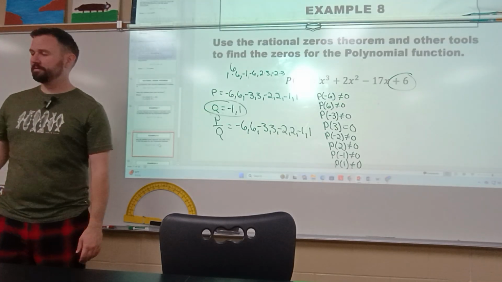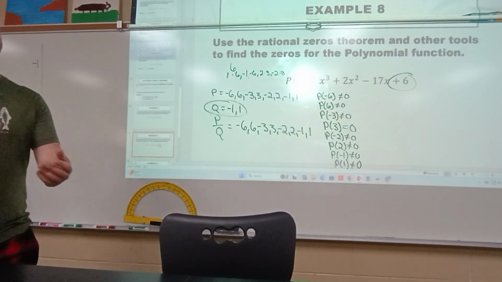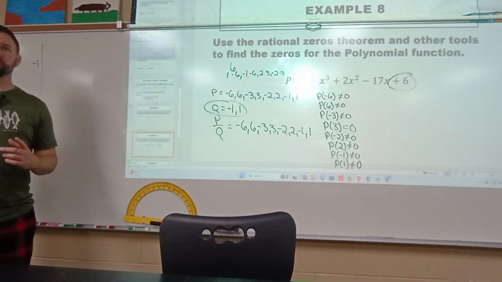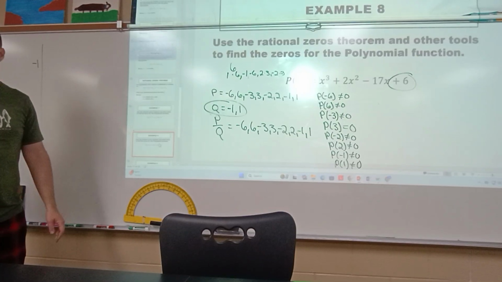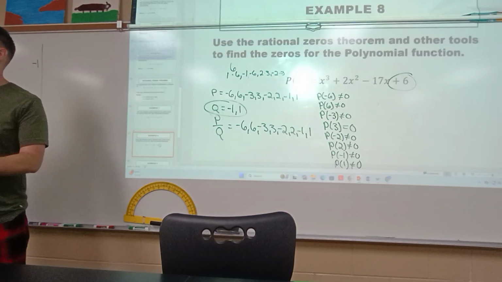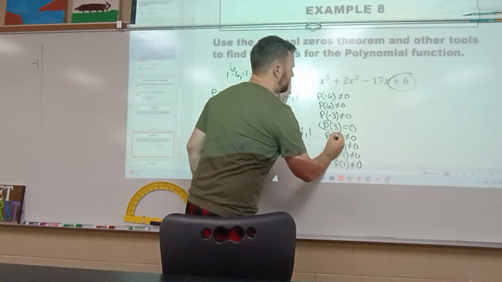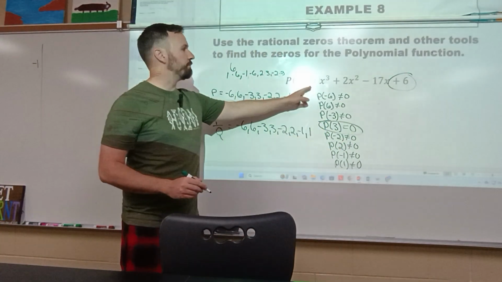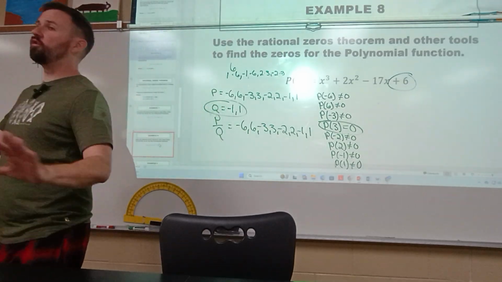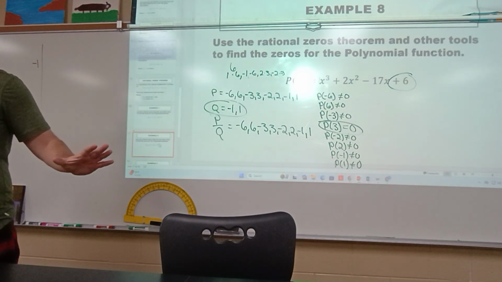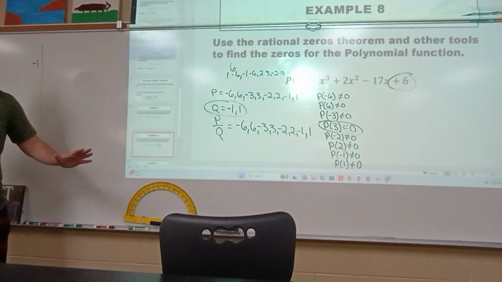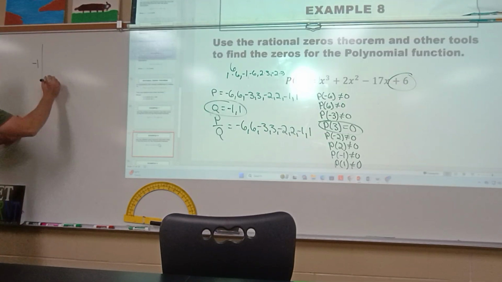Time to quit. No. What did we do before when they gave us 1 of the zeros? What did we do with the first example? We divided it out, right? So if I divide this out from that, I'll have a quadratic. Can I solve any quadratic no matter what in here? Yeah, you can always use the quadratic formula, right? So let's divide it out.